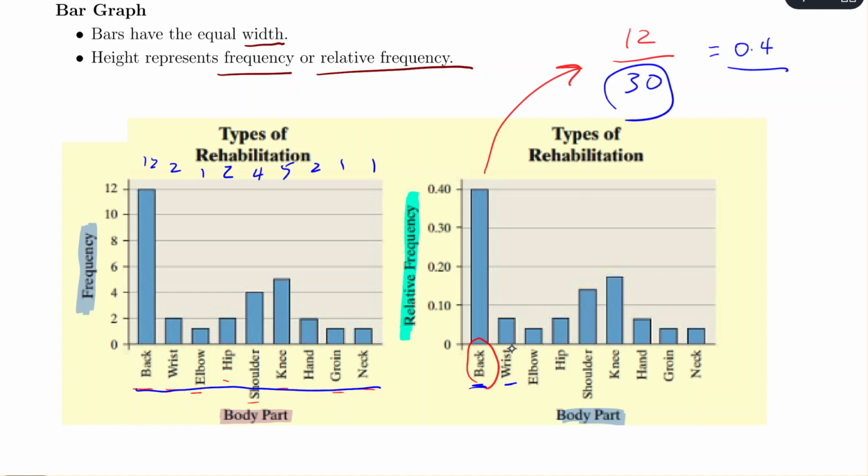And then for wrist, I get something between 0 and 0.1. Actually, I can divide: it will be 2 divided by 30, which gives about 0.067 if I round to 3 decimals. So that's how we get this proportion, which we call relative frequency. And of course, if we add all the relative frequencies, it should add up to 1, since it's a proportion. So we can say that back is about 40%, knee is about 18%, shoulder is about 0.15, so 15%. And if we add all of them, we should get 100%.